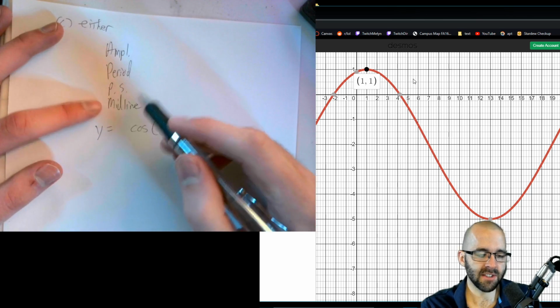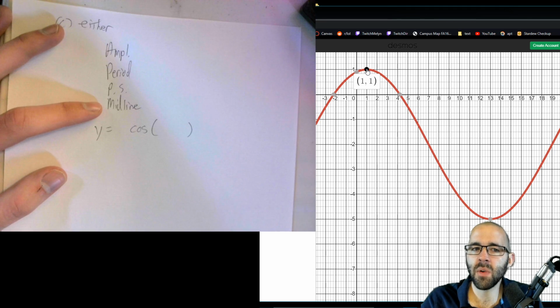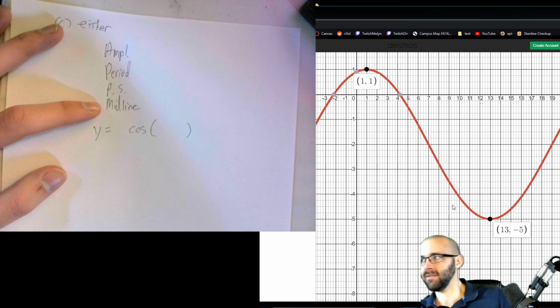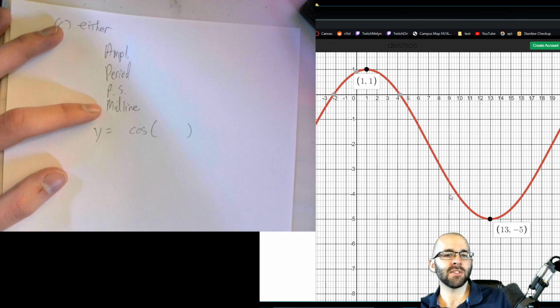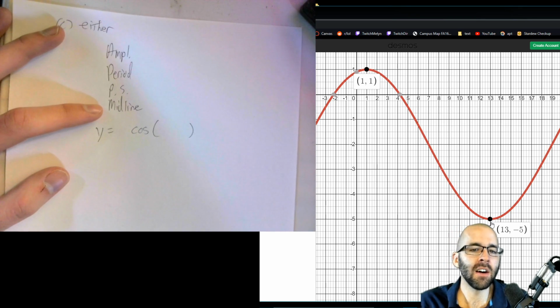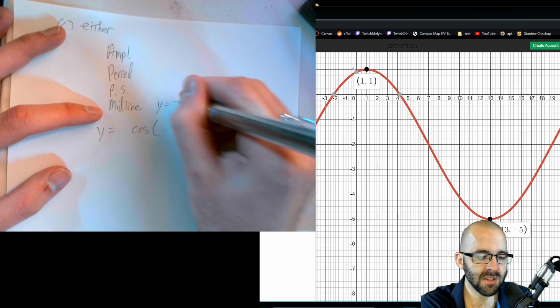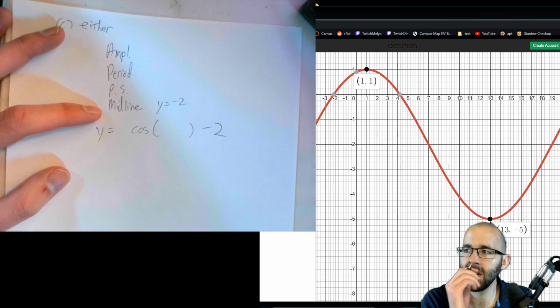So let's start with the midline. Midline's usually easiest to start off. Midline's not super easy to see right here, but the highest point is when y is 1, and the lowest point is when y is -5. So what's the average between 1 and -5? What's the middle of 1 and -5? It's -2. So the midline's y equals -2. So we're going to have a -2 at the end.